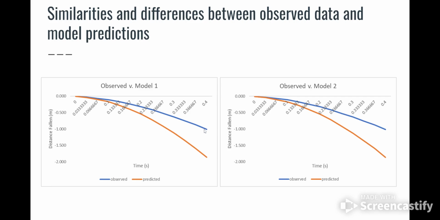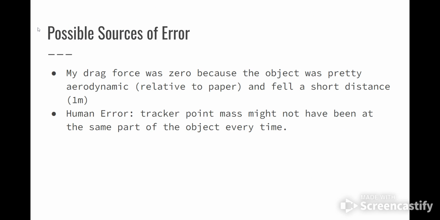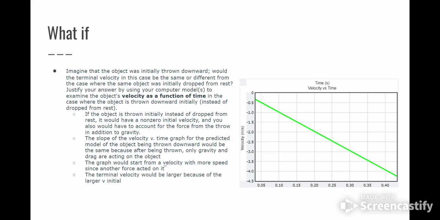And this is probably because drag force is acting in the observed or the experimental data. It was just too small for me to account for when I was doing my lab or doing my models. So you can see drag force is happening because it's not accelerating as fast. So some sources of error: my drag force was pretty small because the object was aerodynamic and fell a very short distance. So it was very hard to calculate the coefficient. And human error, I probably messed up when I was clicking my point mass in tracker.